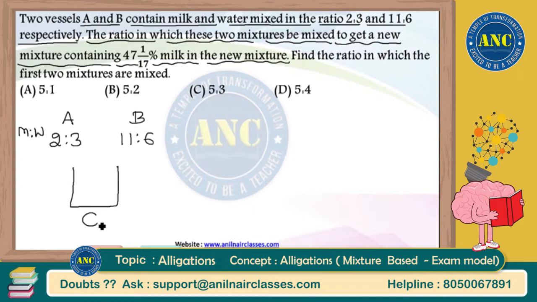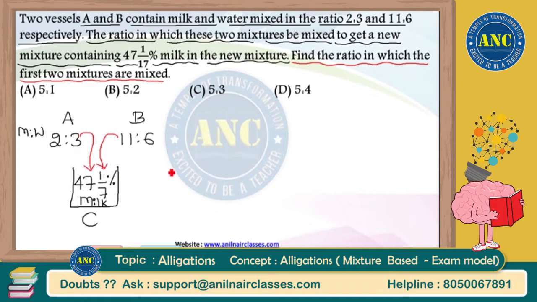This new mixture which is present in vessel C has 47 percentage. In fact, it is 47 1/17 percentage of milk is present. That means out of total 100 percentage of liquid or the mixture, 47 1/17 percentage is milk. Remaining percentage is which one? Water. Now they are asking, find the ratio in which the first two mixtures are mixed. In what ratio are you mixing vessel A and vessel B is your question.